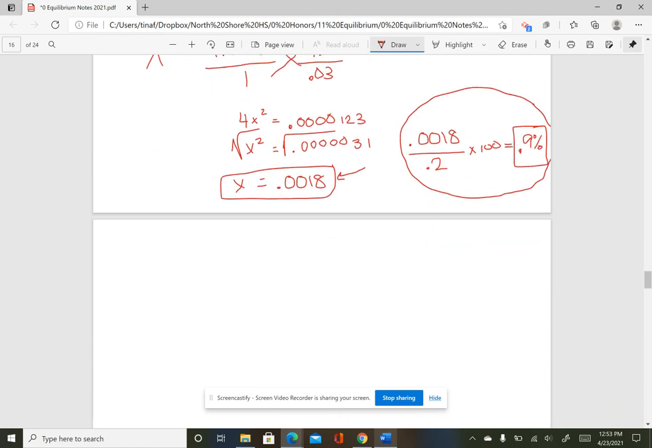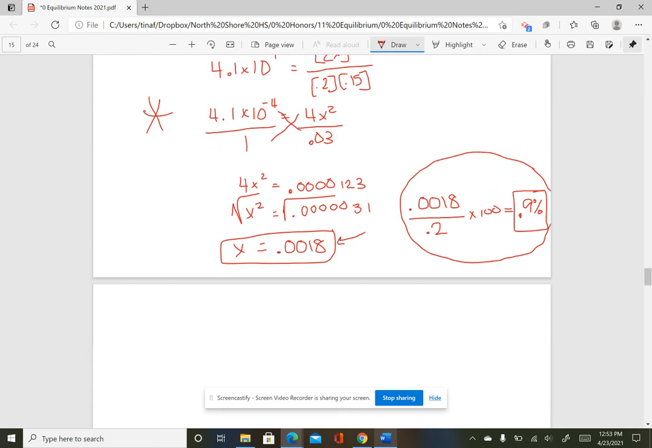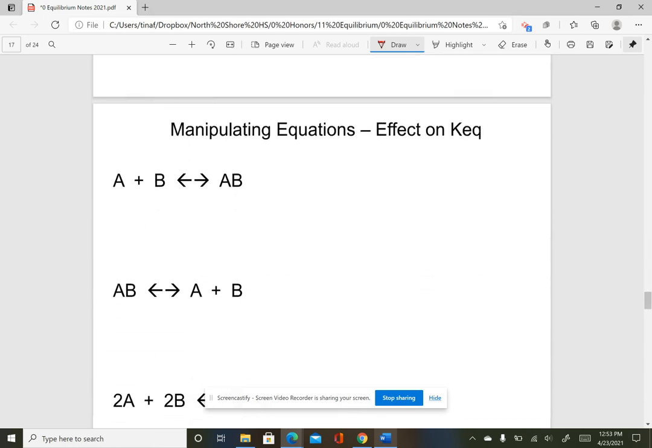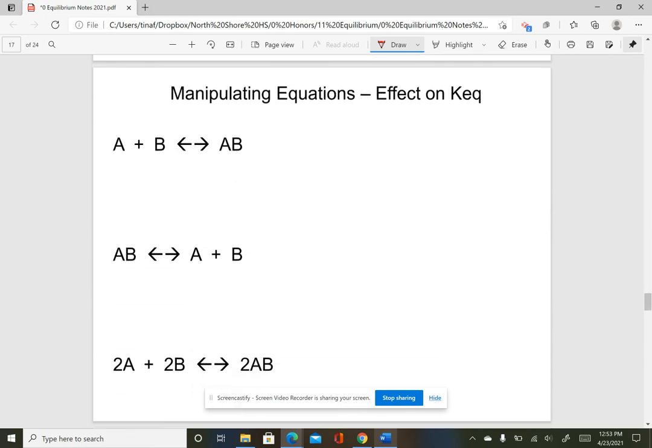Okay, last thing we're going to talk about in this video. Oh, look how much room I gave myself. I guess we didn't need all that room. Manipulating equations' effect on KEQ. So guys, when you change the equation, you're going to change its KEQ, but there are easier ways to figure out how the KEQ is going to change without starting over and doing an ice table all over again. So let's say that this is my original equation, and let's say that for this reaction that I gave you, KEQ is equal to 10.